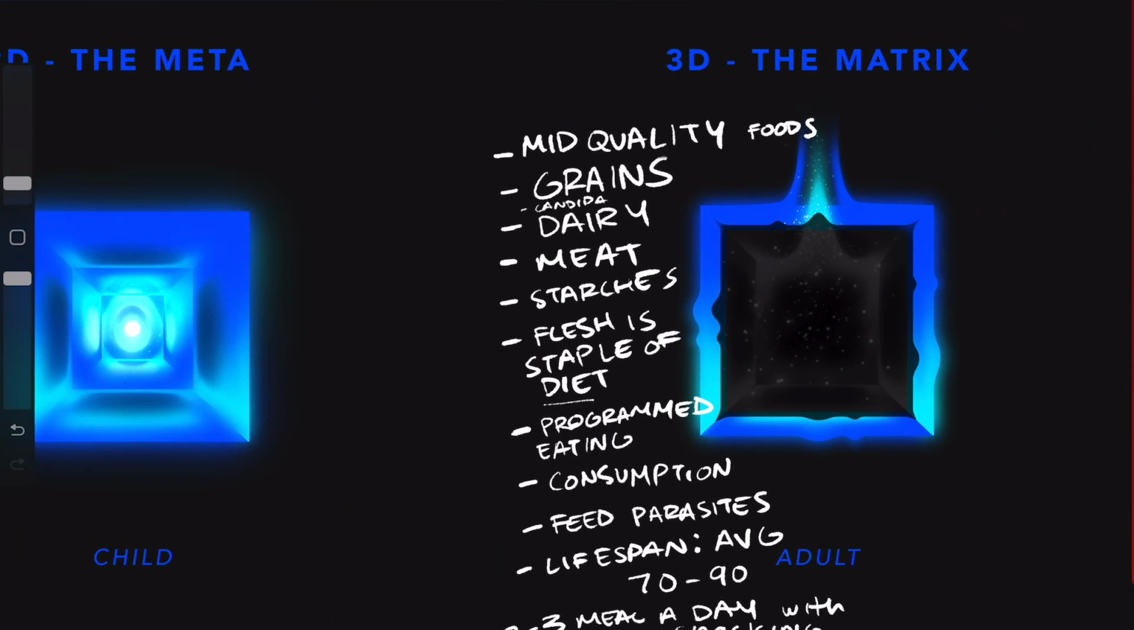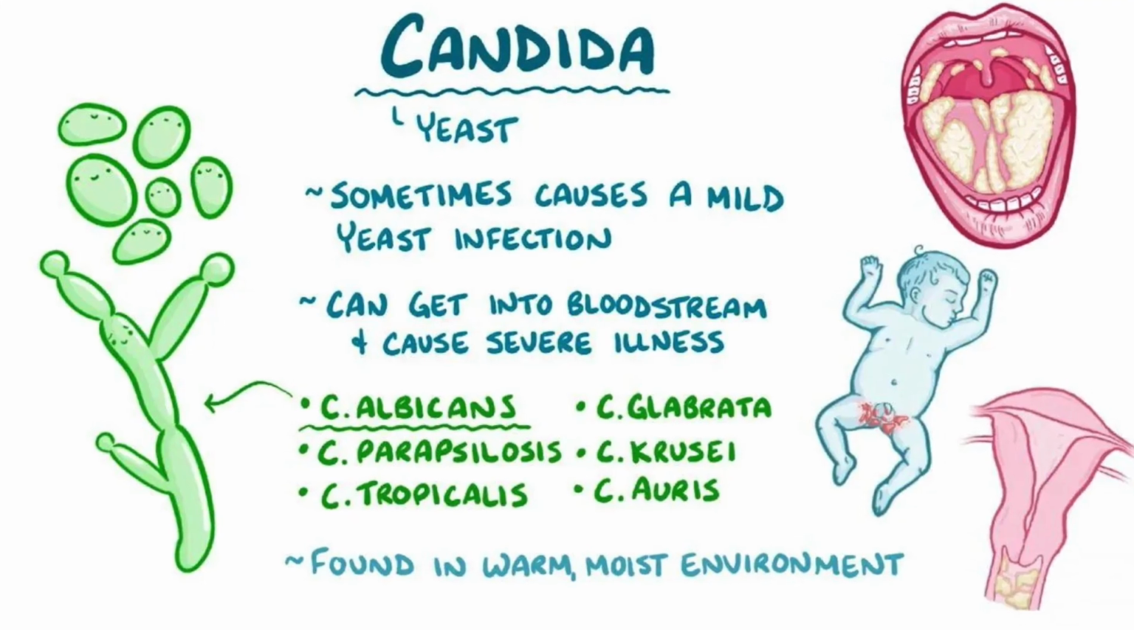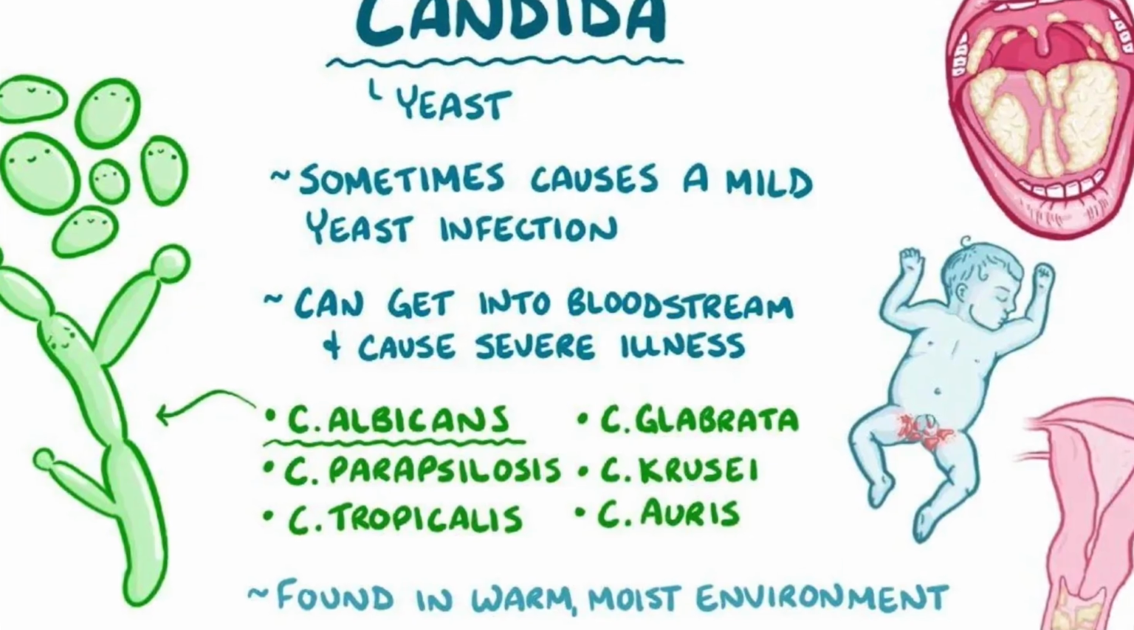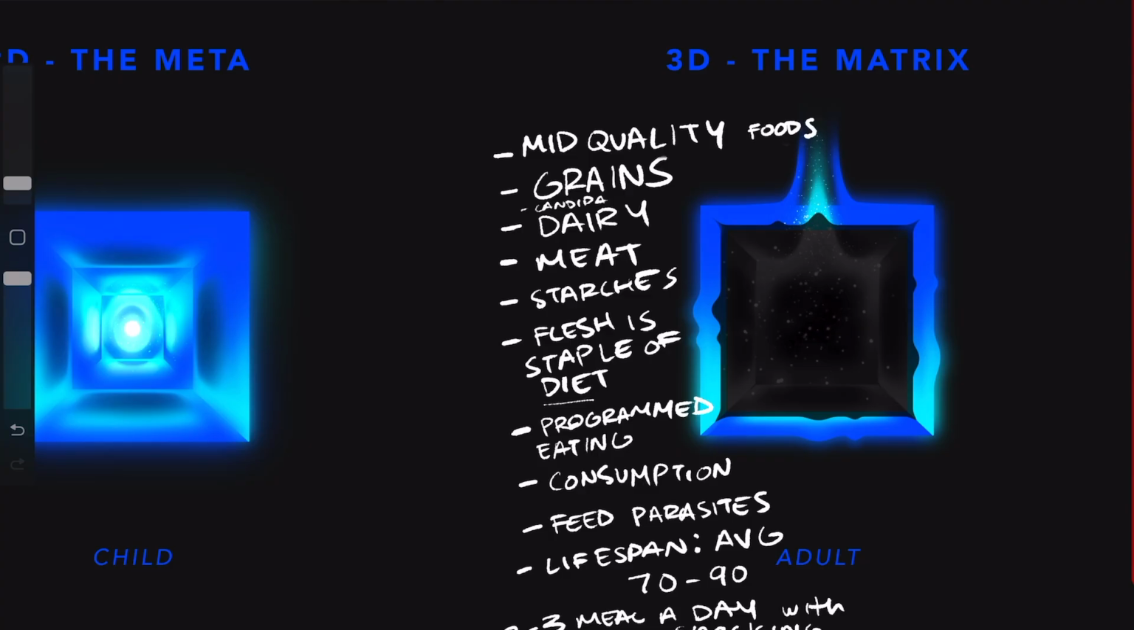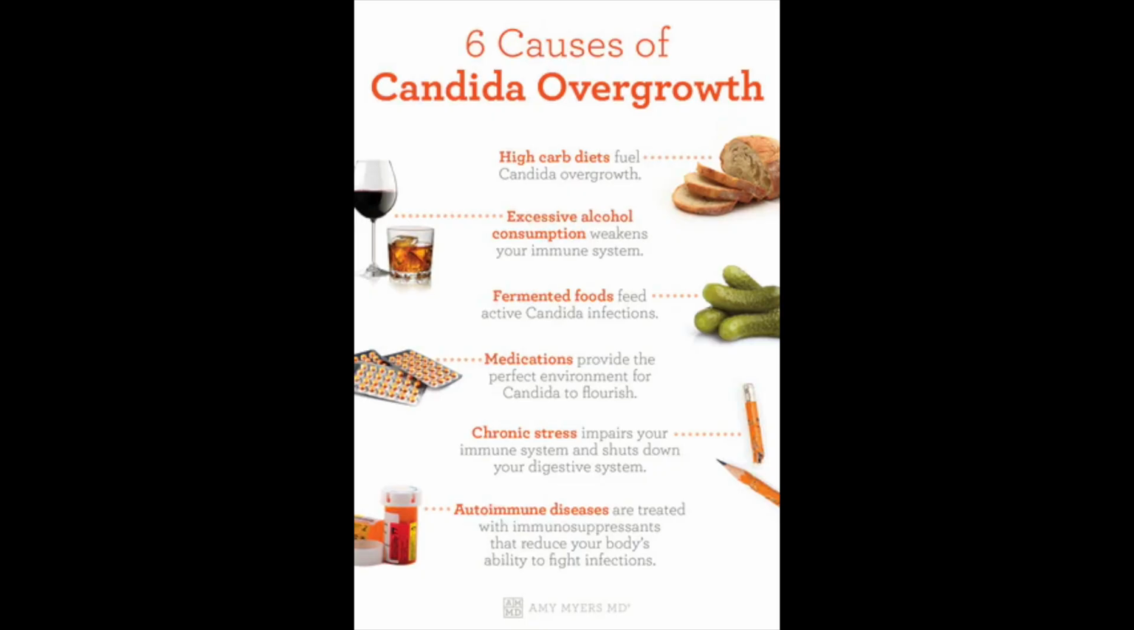So what are people eating in the Matrix? I'd say this is the majority of people. It's mid-quality foods. Again, grains forming candida. Candida is a fungal, parasitic environment that you're creating in your gut biome, and you don't want that, basically.